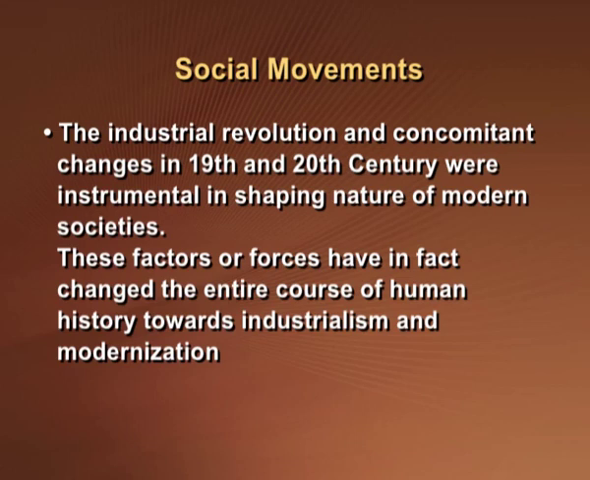Social change comes about as a result of new ideas that influence various aspects of society in different ways. For instance, the nature and structure of European society was shaped by the philosophical and intellectual ideas of the Enlightenment age. The modern and secular ideas spread during the social reform movement in India also led to radical changes in Indian society. One can see that advancement in the field of technology also at times leads to social changes. The Industrial Revolution and concomitant changes in the 19th and 20th century were instrumental in shaping the nature of modern societies. These factors or forces have in fact changed the entire course of human history towards industrialism and modernization.